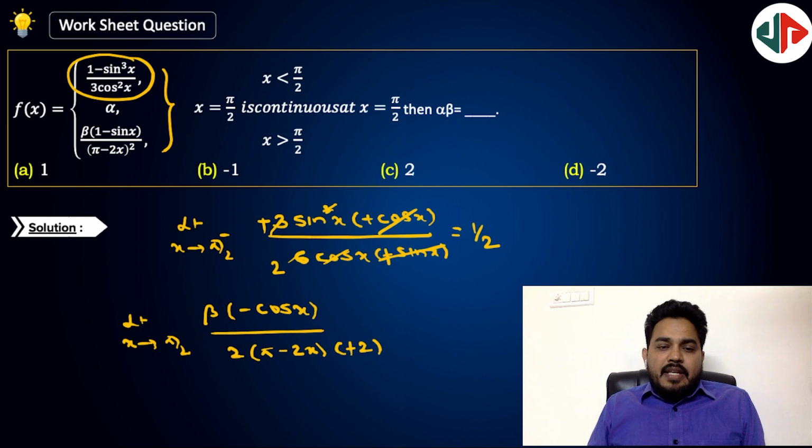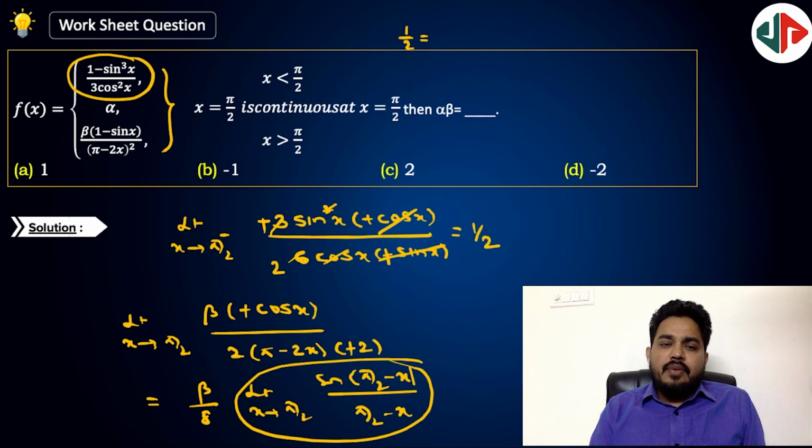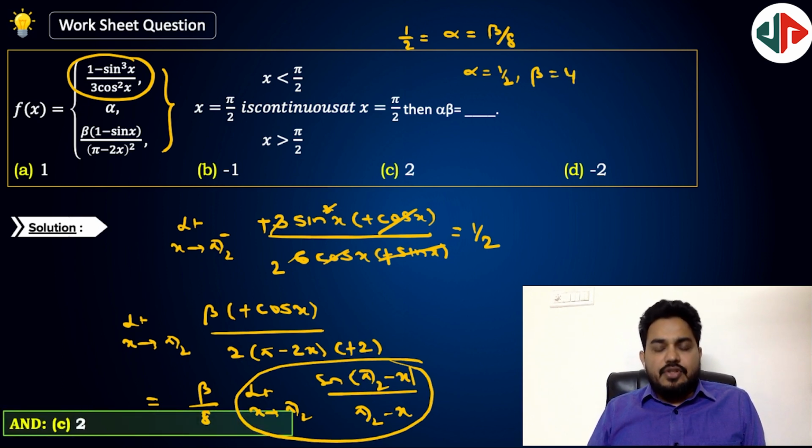So minus minus cancel, it is equal to beta by 2 to the 4, and let me take one more 2 here, 8. So it will be limit extending to pi by 2. Cos x can be written as sine of pi by 2 minus x by, this is pi by 2 minus x. So this value goes to 1. So 1 by 2 is equal to alpha is equal to beta by 8. So alpha is equal to 1 by 2, beta is equal to 4. So the answer is going to be, total will be equal to 2.